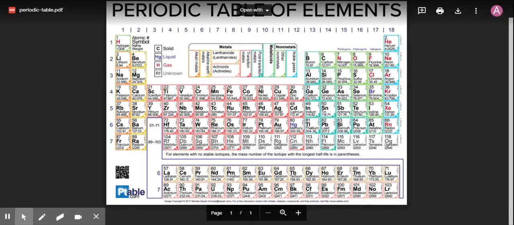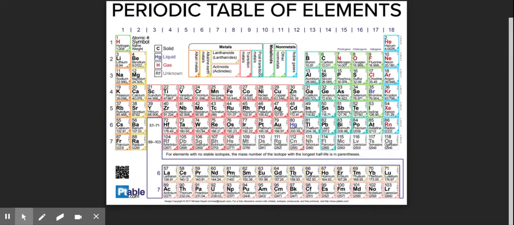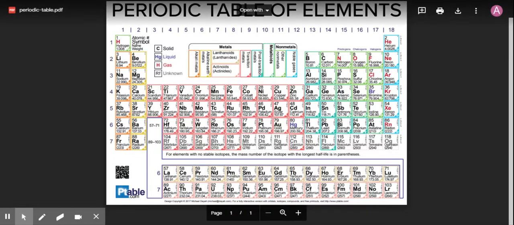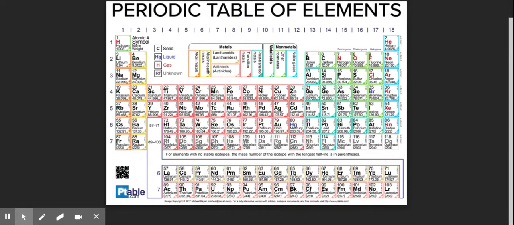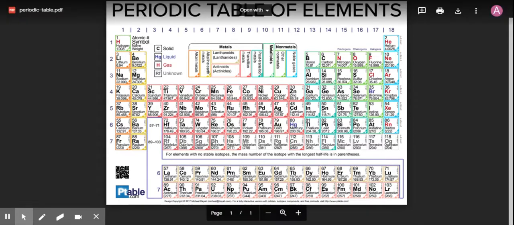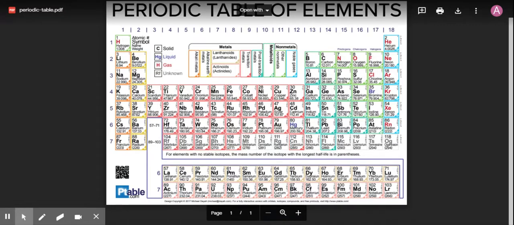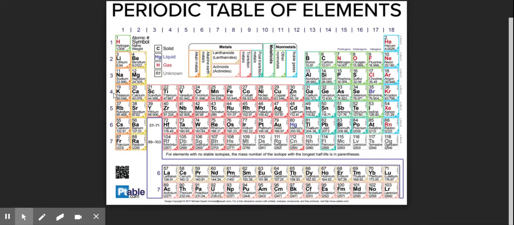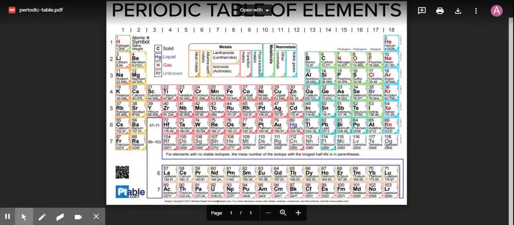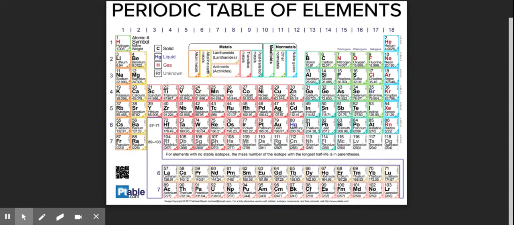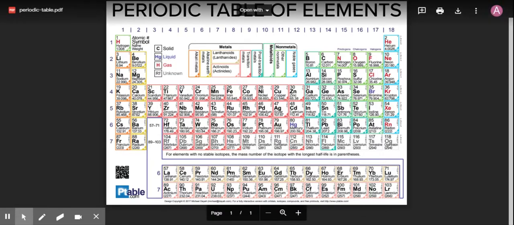Let's try period 3 going across. What are the elements in period 3? Sodium, magnesium, aluminum, silicon, phosphorus, sulfur, chlorine, and argon. How about period 4? I'm not going to name all of these, but all the atomic numbers 19 all the way to 36 are elements that are part of period 4. Elements in period 5 are elements from atomic number 37 all the way to 54.